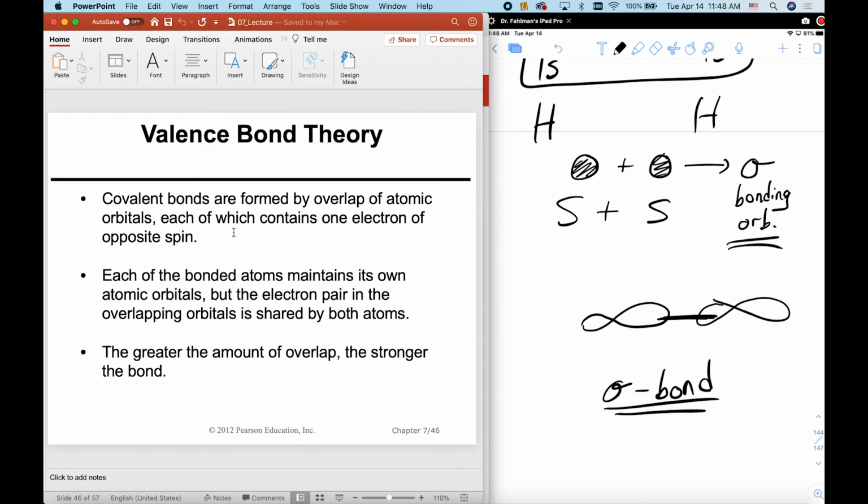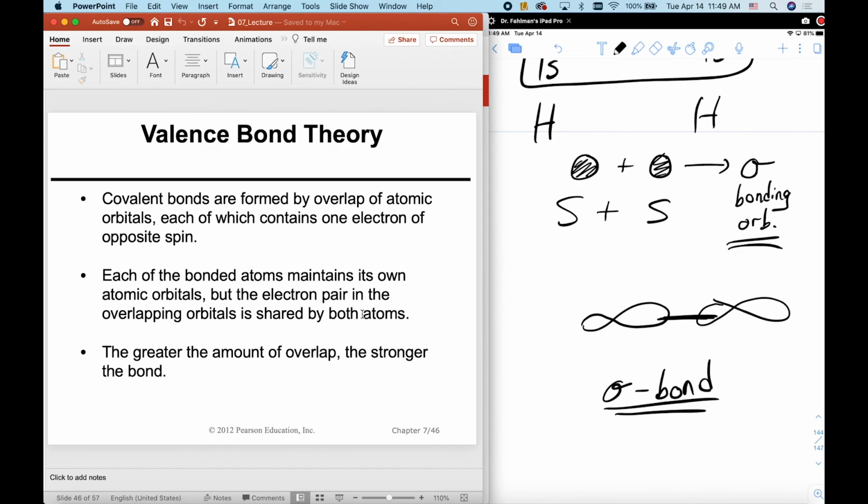So just some definitions here. Covalent bonds are formed by overlap of atomic orbitals, each of which contains 1 electron of opposite spin. This is this theory; there are other, more complicated ways to describe bonding, so this is the most simplified version. You've got these simple atomic orbitals overlapping, and they each share one electron. Each of the bonded atoms maintains its own atomic orbitals, but the electron pair in the overlapping orbitals is shared by both atoms.